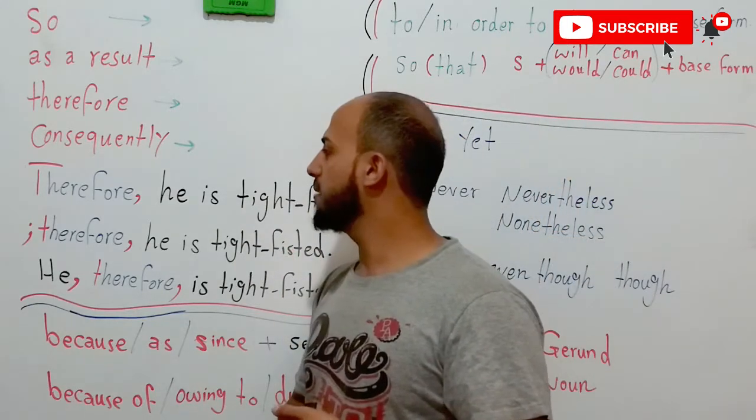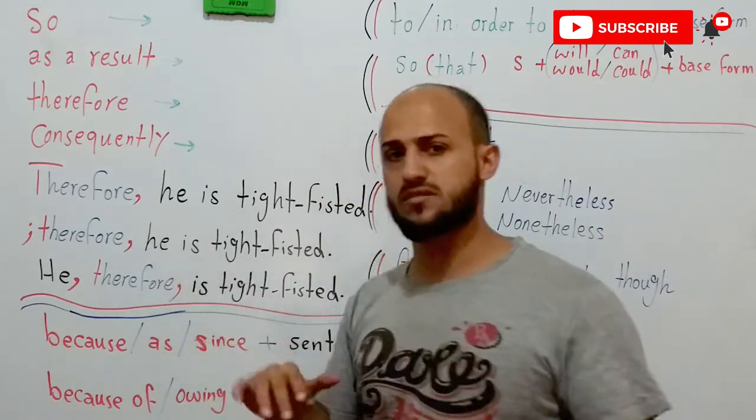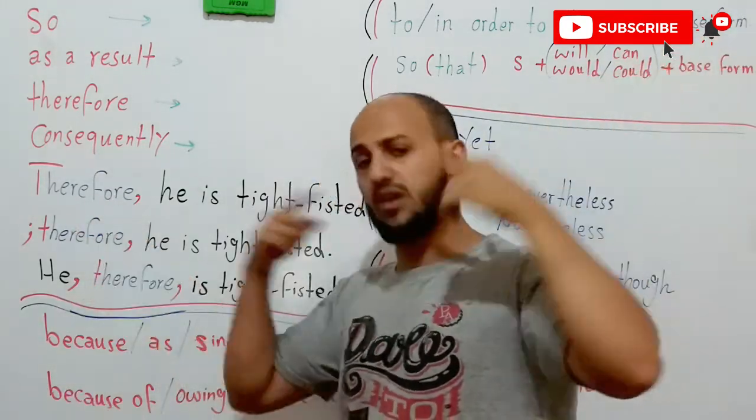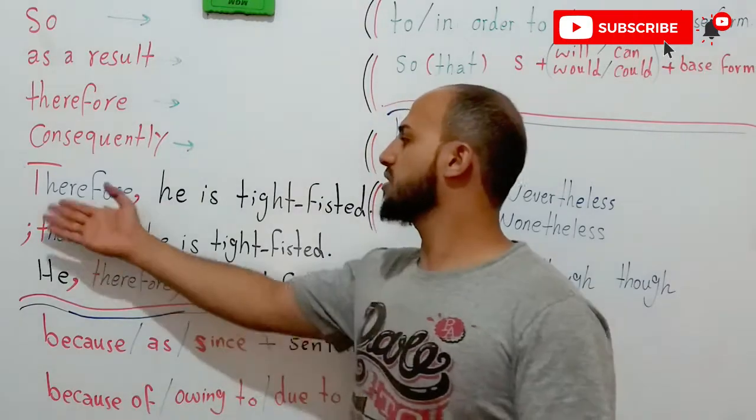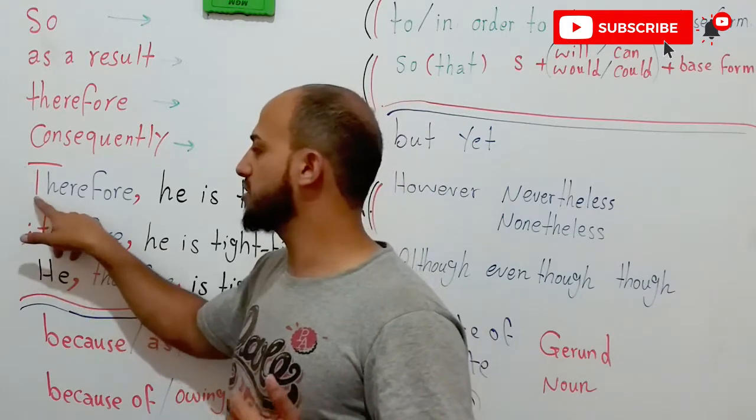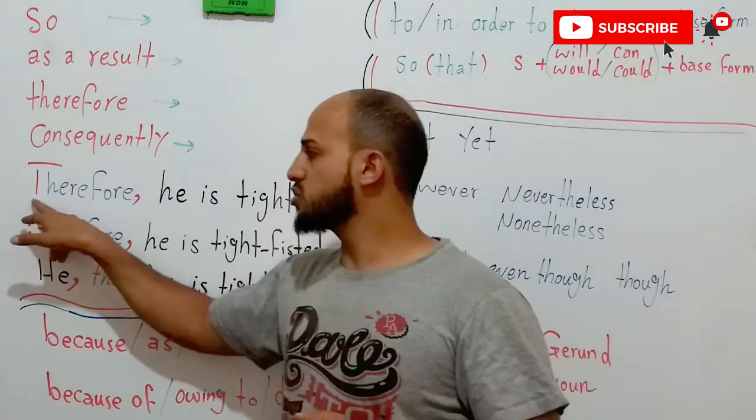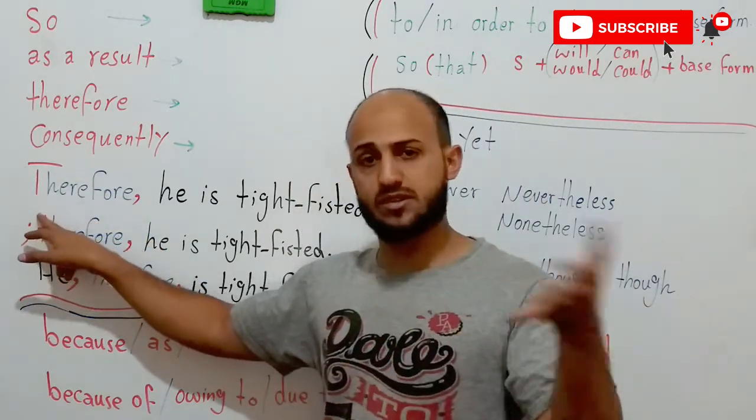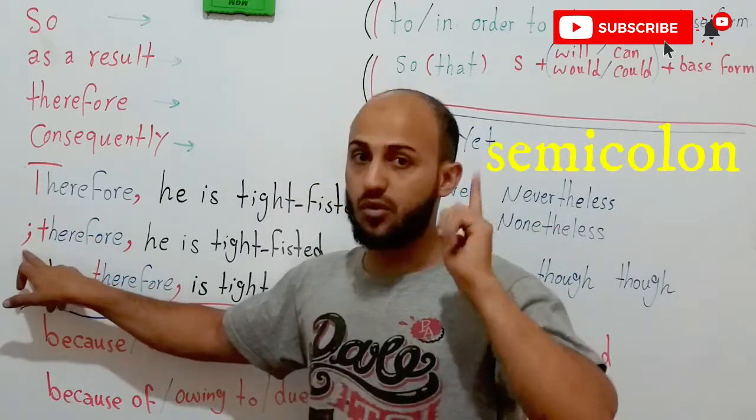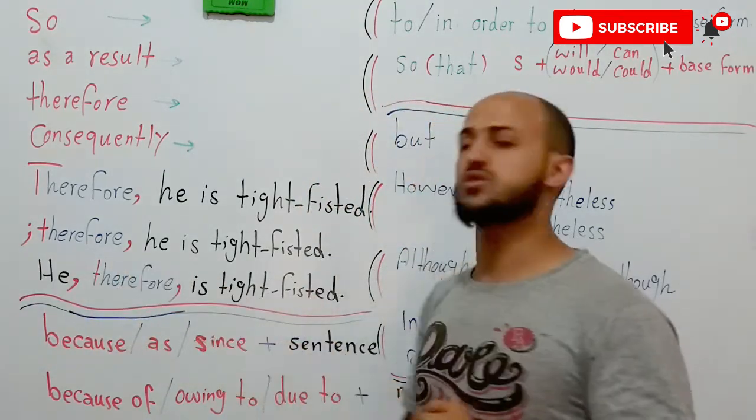Or you can use it another way, showing the result of that. As I told you before, I turn on the light, therefore, I can see. So therefore, he is tight-fisted. If you stop the sentence before with a full stop, then you start with a capital, therefore, comma, he is tight-fisted. If you don't want to use a capital, you want to continue, and this is really amazing, guys, you use a semicolon. Remember, semicolon, then small letter, then comma, then you use it.